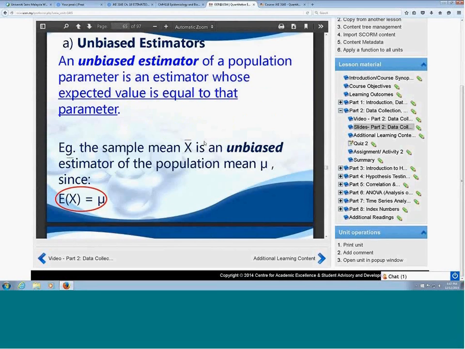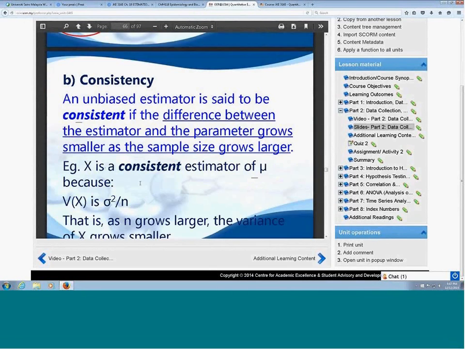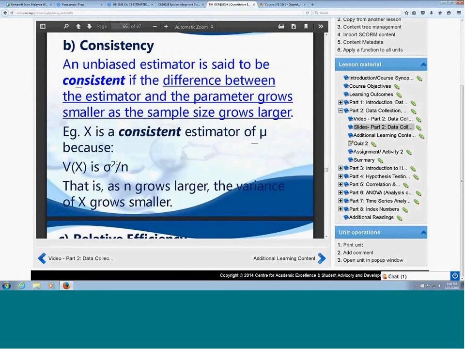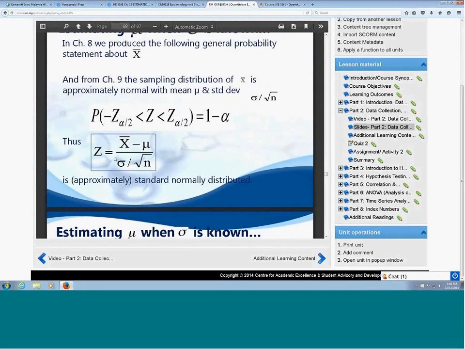So the expected value of X bar is equal to mu. For consistency, we write sigma divided by square root of n just now, so that will give you the standard error formula. We use S divided by square root of n, because it comes from this formula: the variance is S squared divided by n. Relative efficiency, okay, so this is the formula from before.